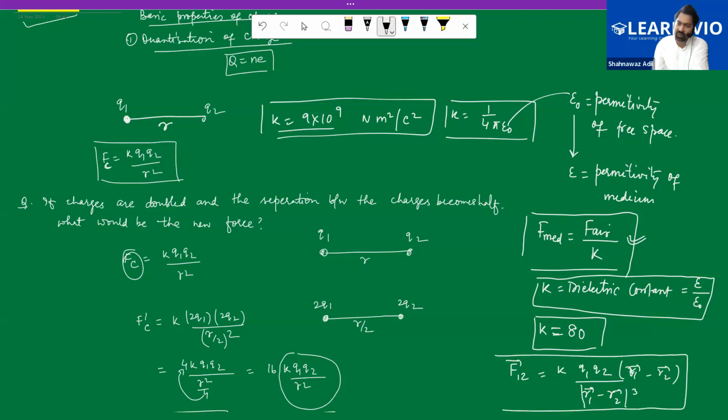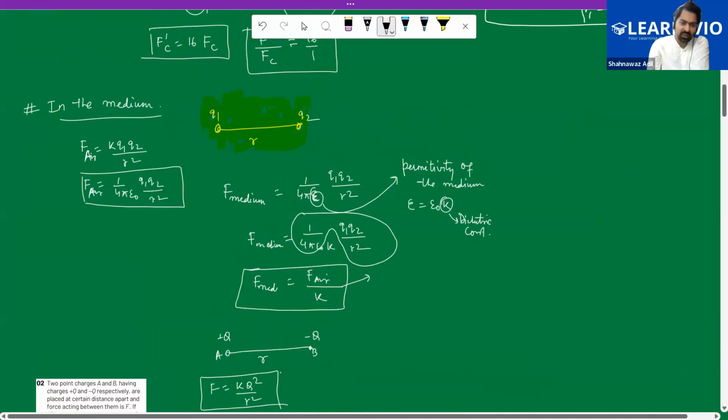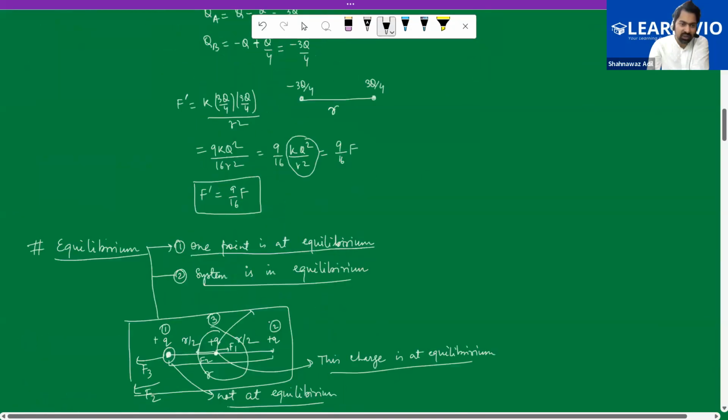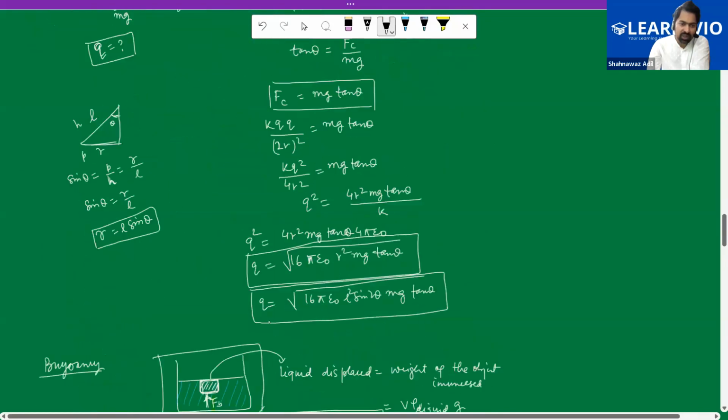These things we have to remember. And there is this kind of question: if the charges become double and the separation becomes half, what will happen to the Coulomb force? Those kinds of questions we have already done, so we'll not discuss that. But these are the important points: what will happen in the medium, what is the dielectric constant of water, and the dielectric constant of a conductor, which is infinity. In the medium, the force is F air by K. We have to do one question, and then I will talk about equilibrium and tension.